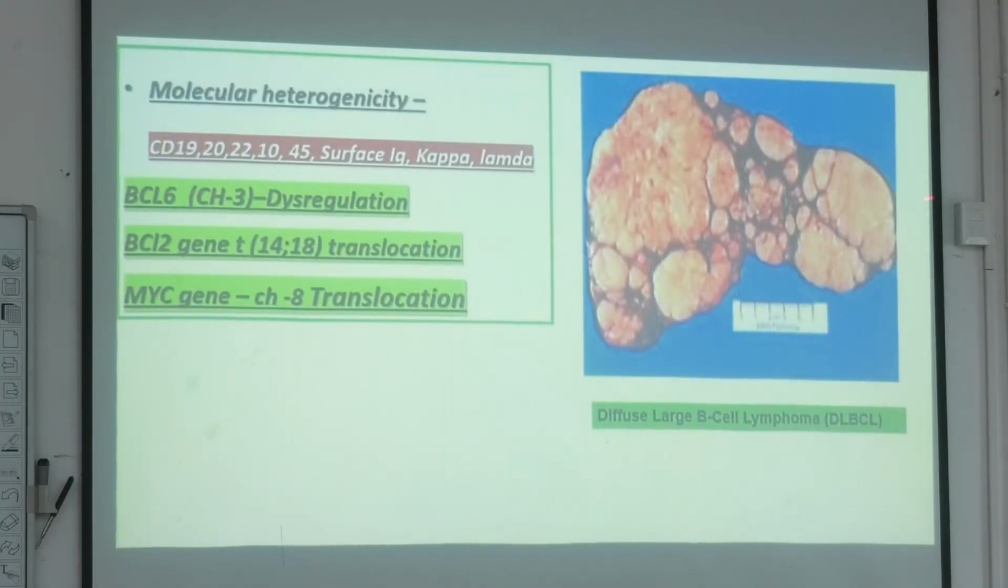Morphologically, this is the lymph node, large, grossly it is matted with a fish-flesh appearance, and this marker is positive for BCL6 deregulation, BCL2 translocation, and CMYC chromosome 8 translocation. So these are some features of DLBCL. No need to remember only the chromosome and that oncogene responsible for follicular lymphoma, DLBCL. Only for exam purpose, this much is enough for you.